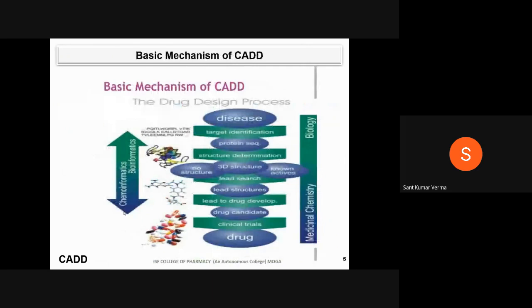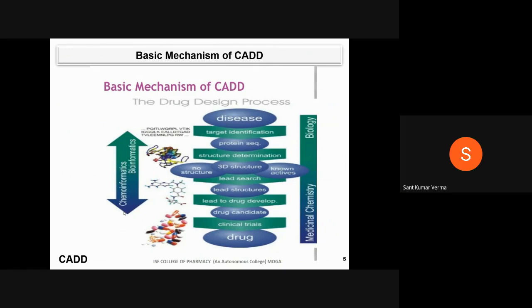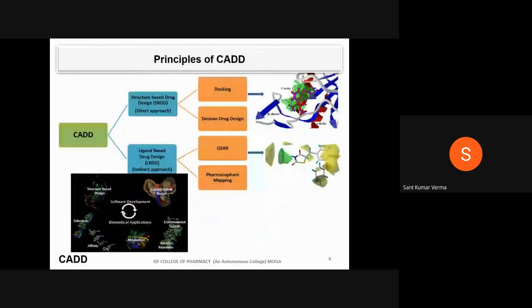This is the basic mechanism of CADD, where we have a disease and a known target against this disease. If the protein sequence of this target is known, we can apply a structure-based approach. If the protein sequence is not known, we can apply a ligand-based approach. Next, lead structure, lead to drug development, drug candidate, and this drug candidate will enter into the clinical trial.